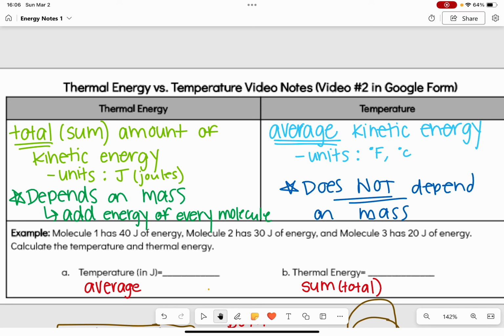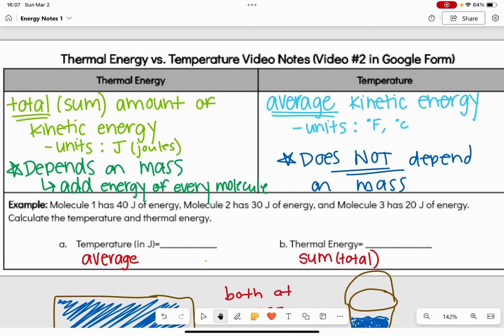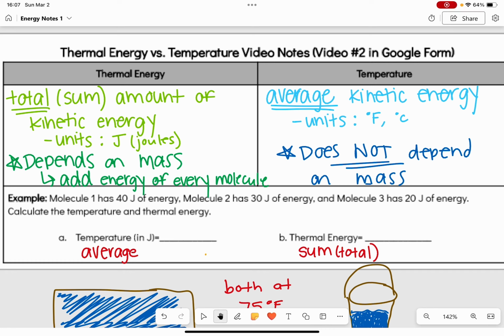So I'm actually going to show you what thermal energy and temperature look like calculation-wise, and then I'm going to give you an example of two different objects. So molecule 1 has 40 joules of energy, molecule 2 has 30 joules of energy, and molecule 3 has 20 joules of energy. Calculate the temperature and thermal energy.